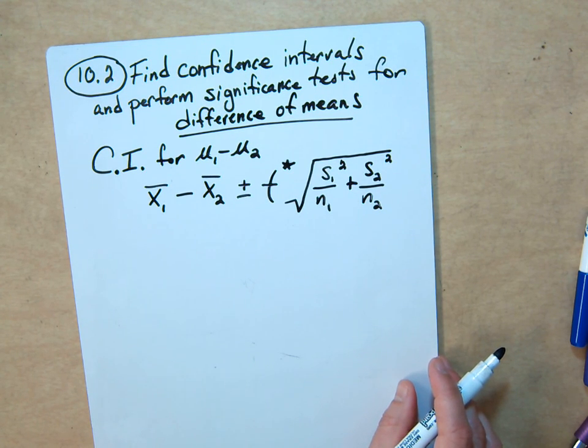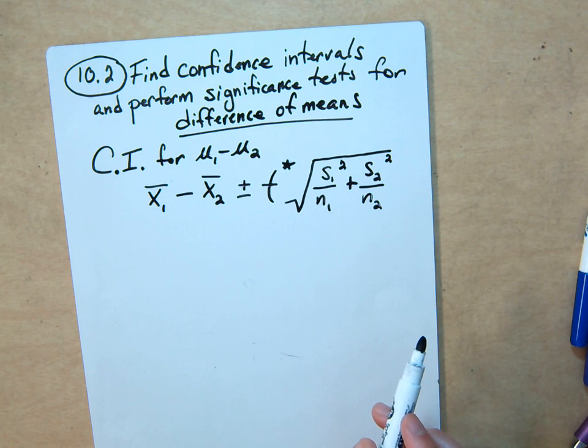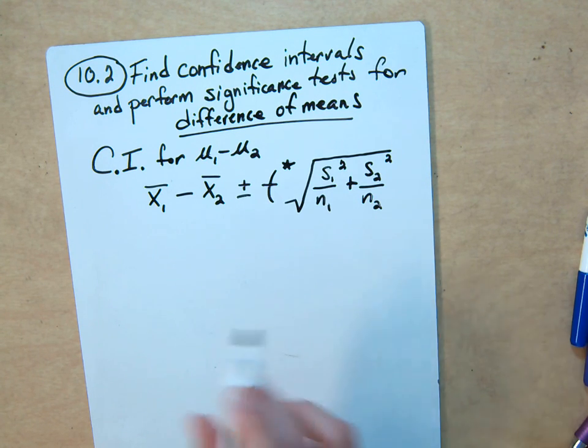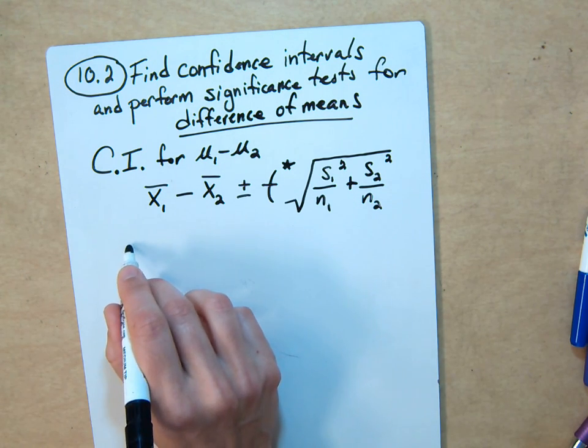For your normal condition, be sure you check that both population distributions are normal, or that both sample sizes are greater than or equal to 30, so that you can use the central limit theorem for the normal condition for means. So that's all I will say there.